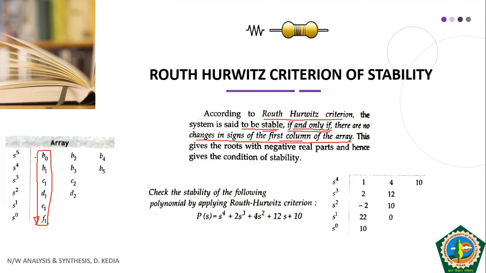Sign change means, like if this is positive, this is negative, and then all are positive, there has been one sign change. Okay. If all are negative, for example, then no need to worry, because there is no sign change. But if one of them is positive and all others are negative, then there is one sign change here. There could be more than one sign change. So sign changes must not be there. Okay. So if we ensure this condition, we will get roots which have negative real parts, which gives the condition of stability.